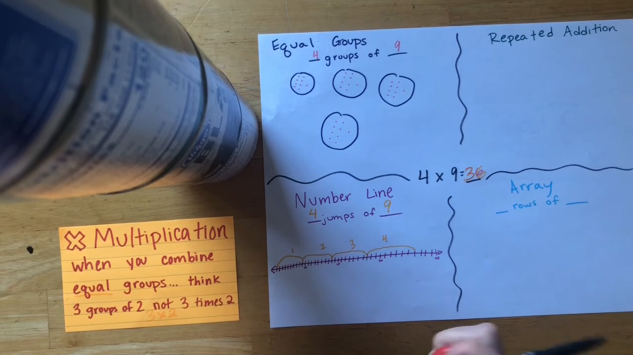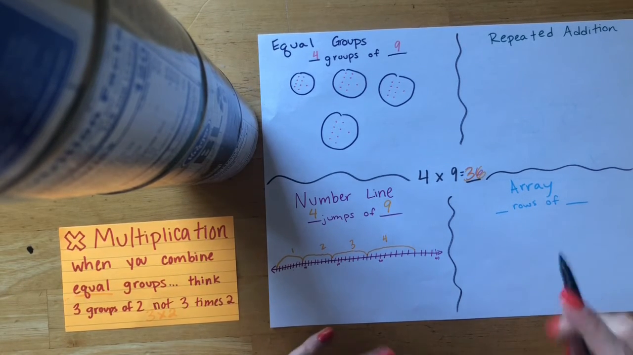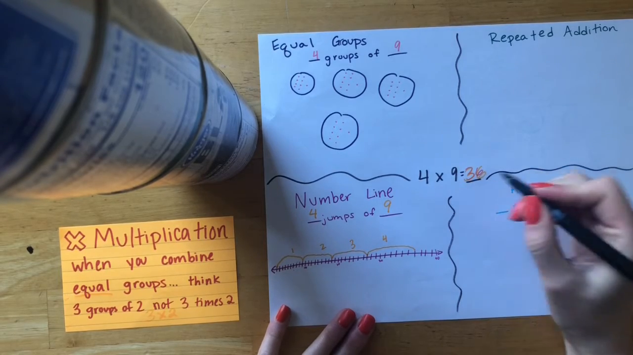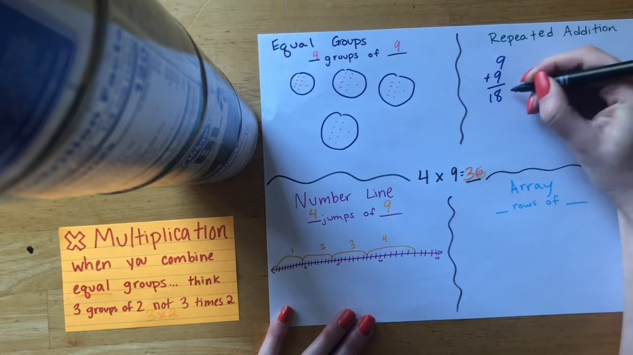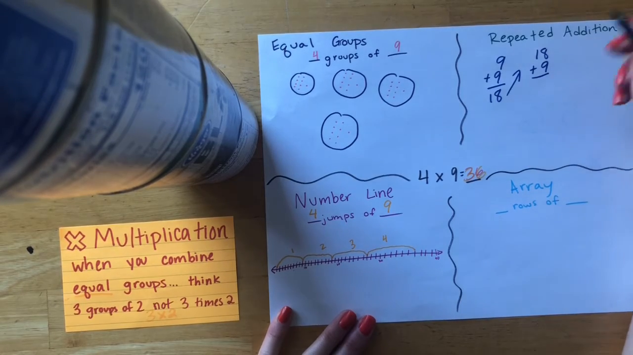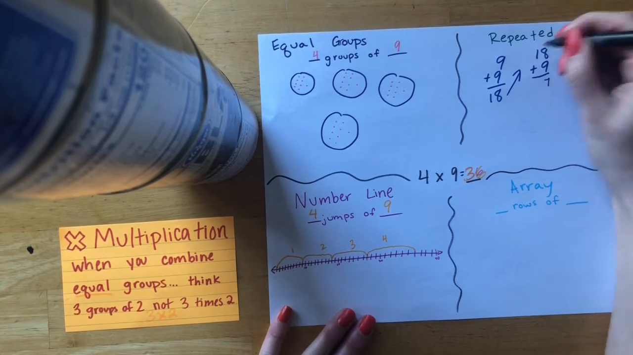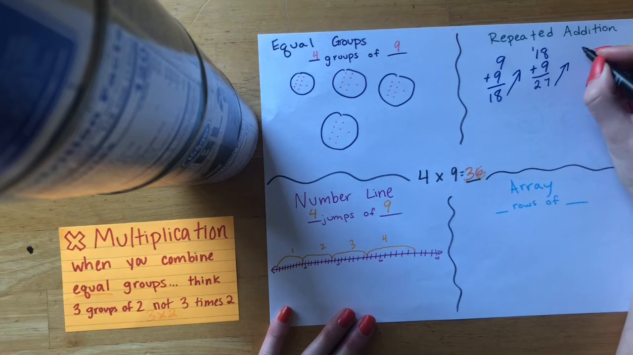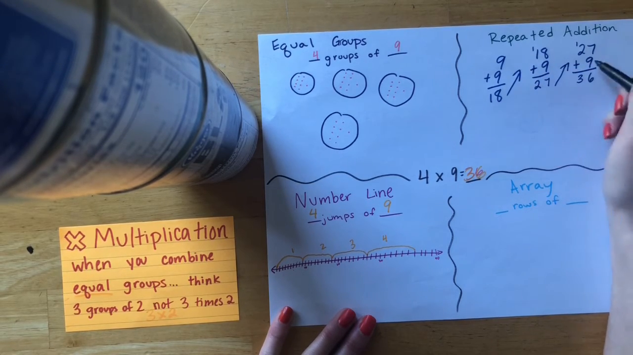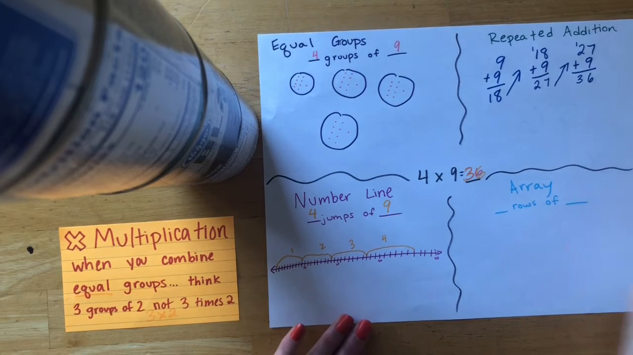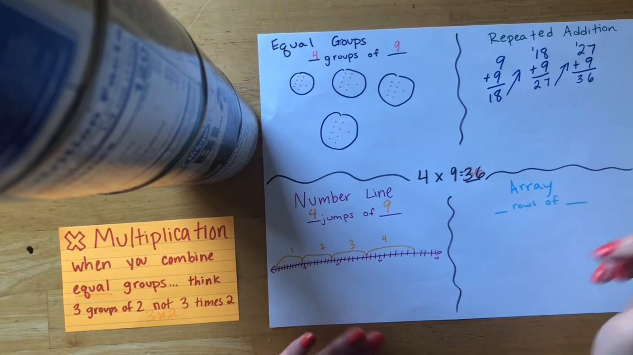For repeated addition, you are going to add up 9 4 times. 9 plus 9 is 18. 18 plus 9. 8 plus 9 is 17. We group the 1. 27. 27 plus 9. 7 plus 9 is 16. We group the 1. 36. So I did 1, 2, 3, 4. Added 9 up 4 times, and I got 36.